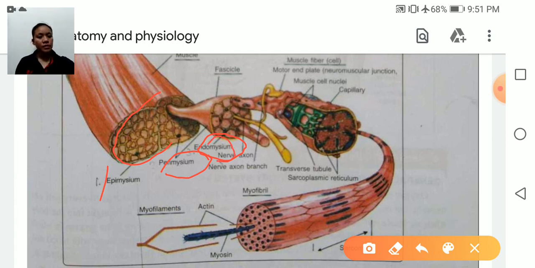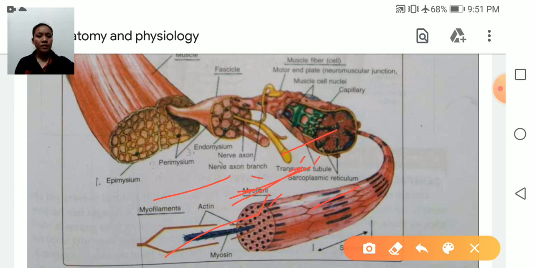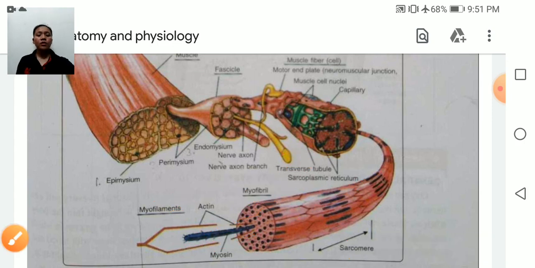Here you can see the actin and myosin filaments. This is the actin filament, this is the myosin filament, and this is the actin filament. They slide over each other. When they slide over each other, it leads to contraction, it leads to shortening of the muscle.